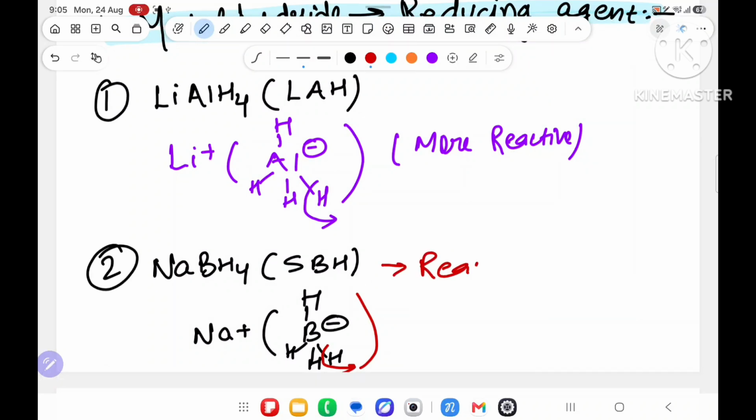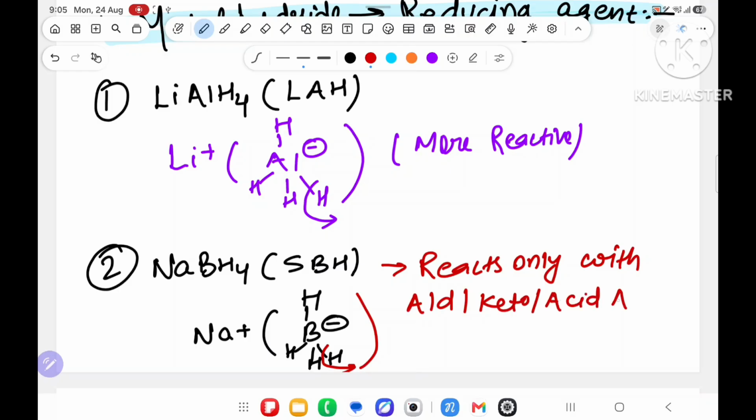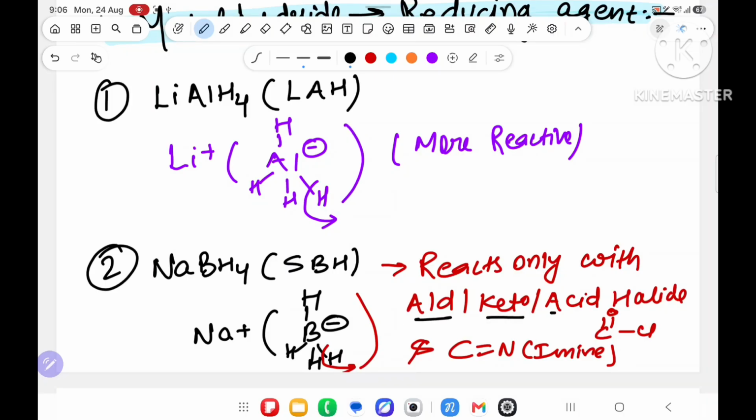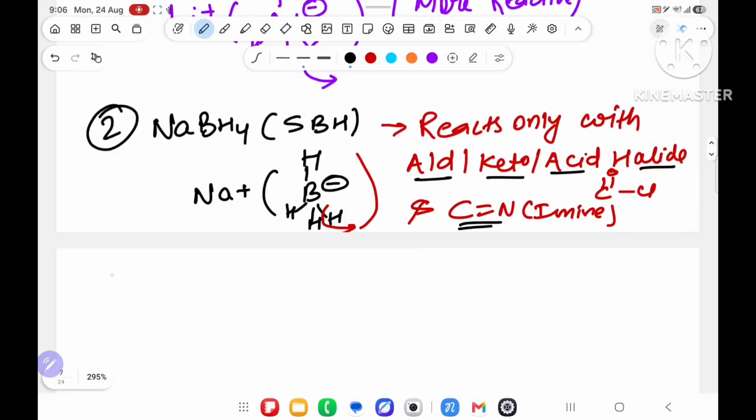It can react only with aldehyde, ketone, acid halide. Acid halide is C double bond O Cl, and C double bond N is known as imine. Other than that, it will not react with anyone. This is fixed. This is totally fixed. These four only it will react with: aldehyde, ketone, acid halide and imine, C double bond N. The remaining it will not react with. It also has lots of hydrogen source.